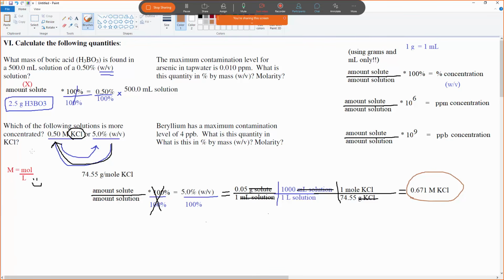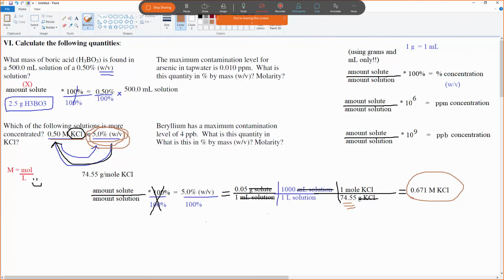Now we just compare it here. And we see, oh, 0.671 is larger than 0.5. So 5% in this case is more concentrated, actually. That's not going to be true in every case, because it depends largely on that molar mass, right? If your solute was really, really heavy, then this would be a smaller number. So in this case, yes, the 5% is more concentrated, because when I convert it to molarity, it's 0.671, and 0.671 is greater than 0.5.